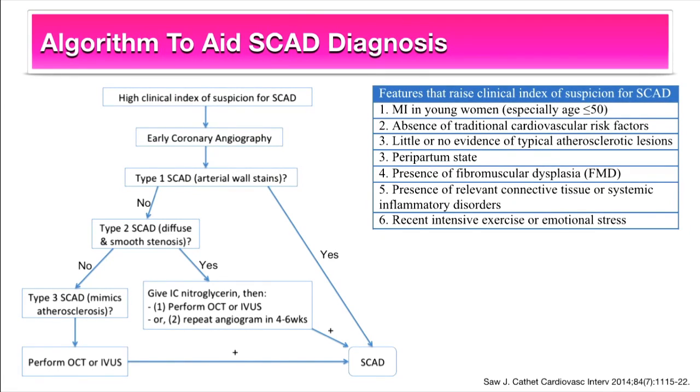If we see that appearance, we normally give intracoronary nitroglycerin and then consider either doing an OCT or IVUS or repeating angiogram in 4 to 6 weeks to look for spontaneous healing. Now, if we don't see this and instead we see an atherosclerotic potentially mimicking lesion in that setting, then the OCT or IVUS would have to be performed to confirm the diagnosis of SCAD.